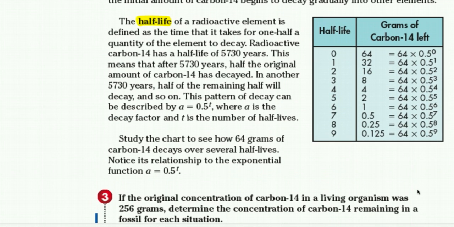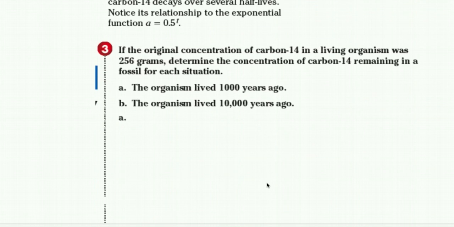Okay, so this is a good indication of how to estimate the age of a particular fossil by finding out the amount of carbon 14 left in that fossil. Okay? So if the initial concentration of carbon 14 in a living organism was 256 grams in example 3, determine the concentration of carbon 14 remaining in a fossil for each situation.